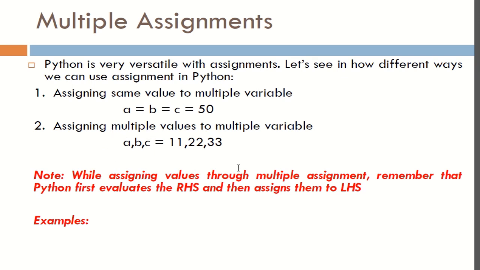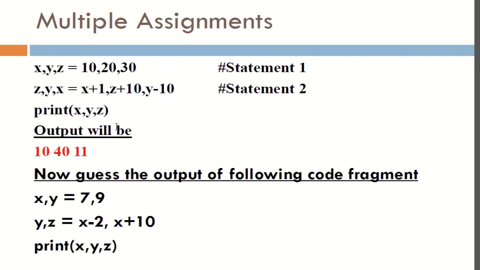While assigning values through multiple assignment, remember that Python first evaluates the RHS and then assigns the values to the LHS. So it will first analyze what the RHS value is, then assign it to the LHS, which is your variable names. See, like x, y, z equal to 10, 20, 30 is statement one, and then print x comma y comma z, so the output will be like 10 40 11. See here, x is what, y minus 10, so it will be outputted.